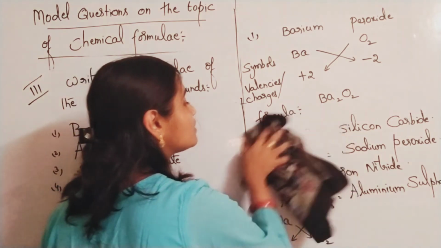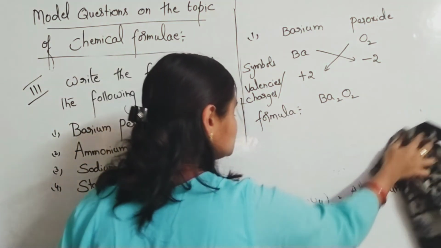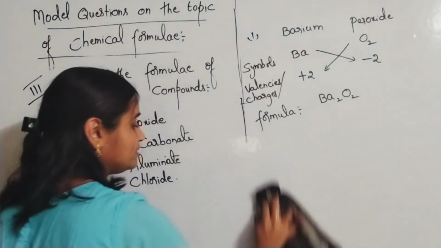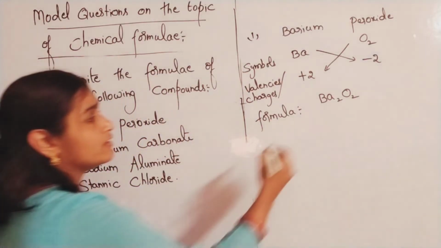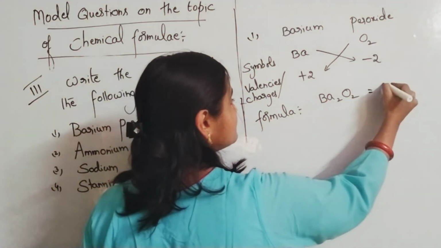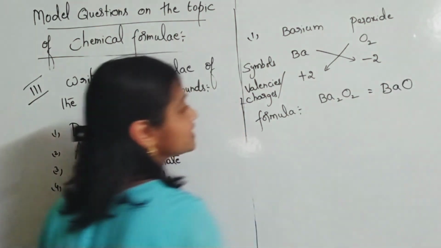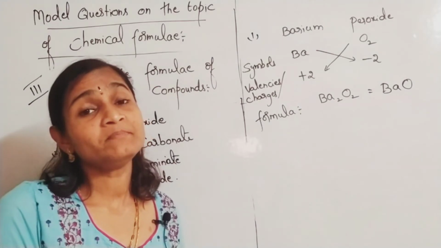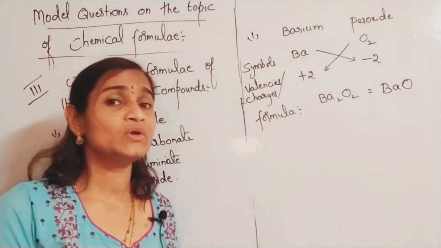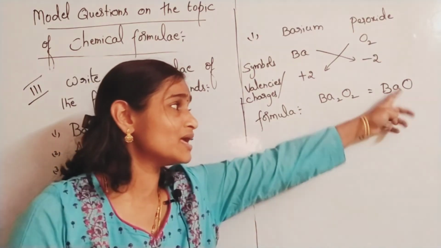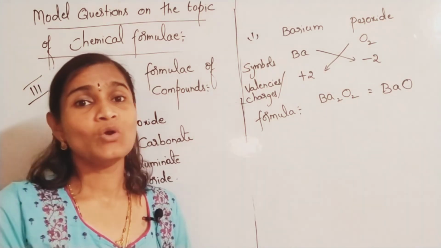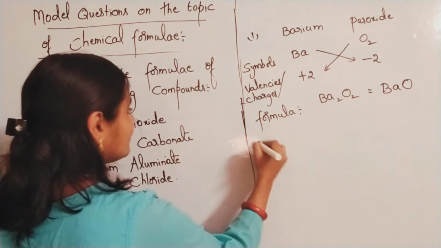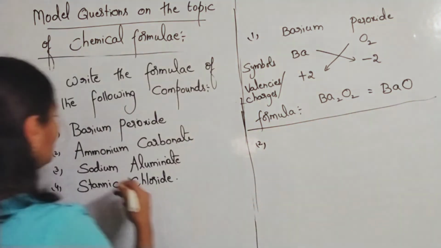So barium peroxide is what? Here both 2s are there, so it can be taken as what? BaO only. Both same elements are there, so you can take it as BaO. So BaO is barium peroxide. Okay, even though it is peroxide, the 2 has gone away. So you have to be careful with that. Right? Next, second one, what is given?